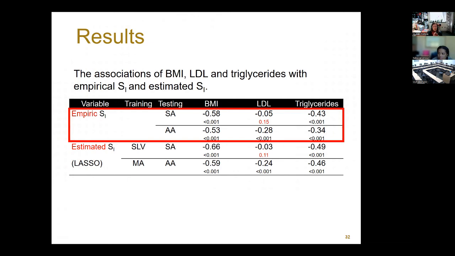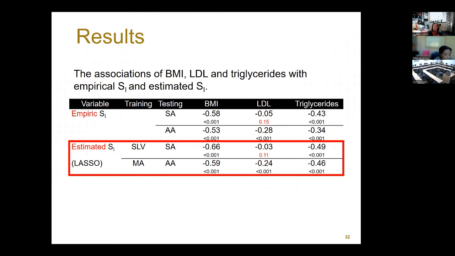And if we look first at empiric SI, so this is directly measured in our cohort, we see that SI was negatively associated with BMI, with LDL in our African Americans only, and then with triglycerides in both our San Antonio population and our African American cohort. So you can see only LDL was non-significant, and that's why I've highlighted that p-value there. But the others had a p-value less than 1 × 10⁻³.